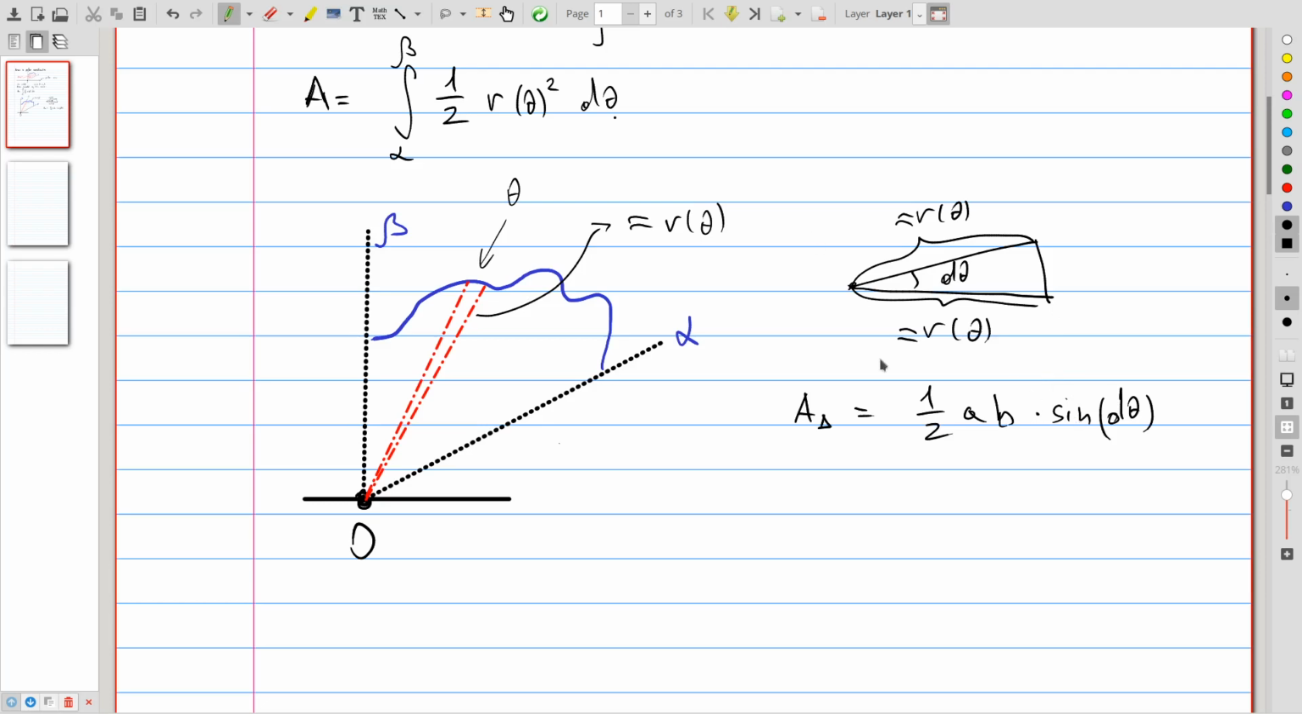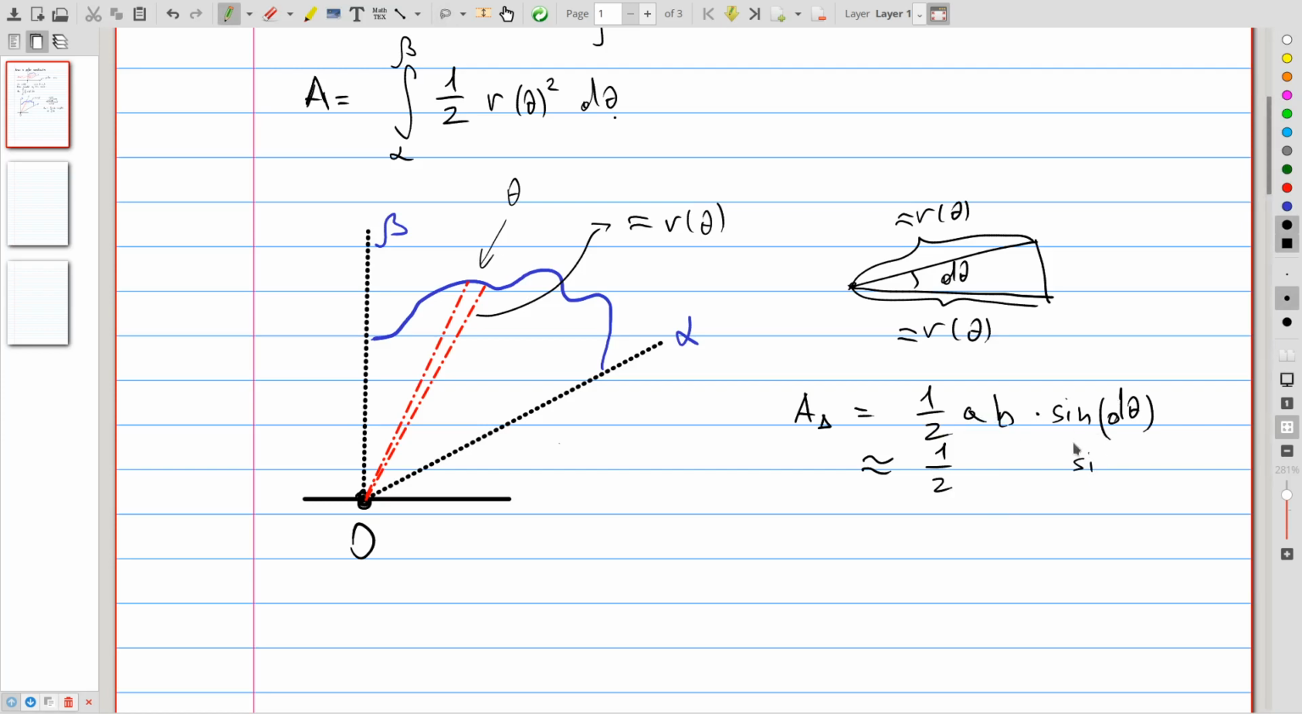The idea is we cannot quite integrate this because there is no way we can integrate sine of a differential. So we're not happy with that. So what we do is we say, well, sine is approximately its argument when the argument is very small.